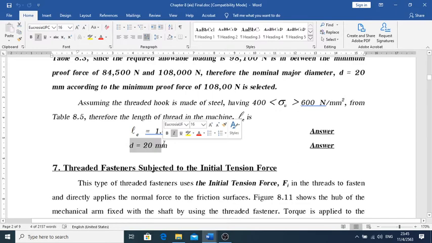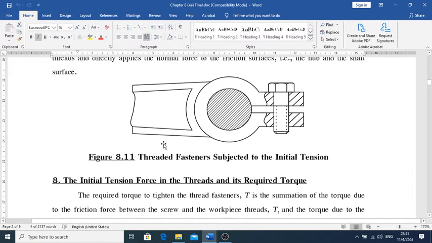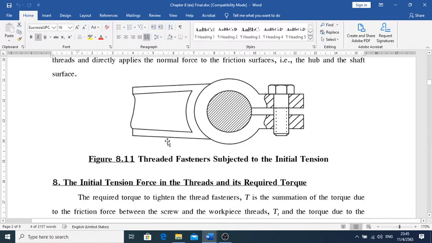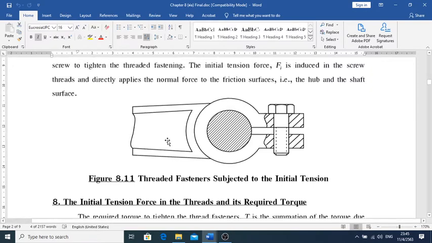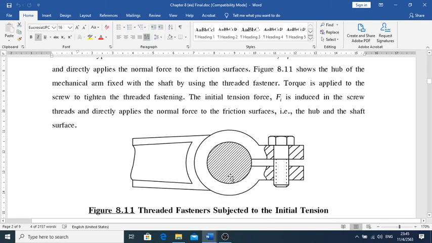And then this one is going to be another type. It's the case I could show you for a thread fastener subject to the tensile force, like a hammer mill, by the friction force. If I tighten it much more, I'm going to have more friction force, so therefore I can generate more torque on this arm.